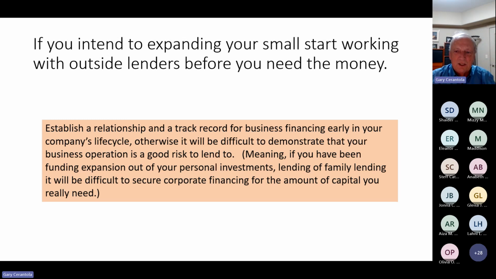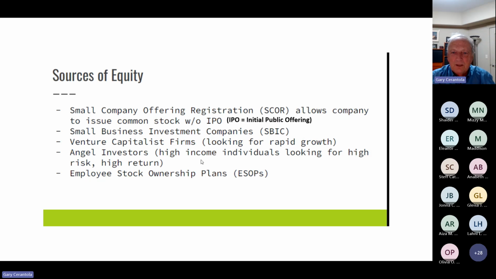So that's key. And I just put that in there just so that you have that in the back of your head. But wow, there's all kinds of sources of equity. There's small company offering registration. And what that's all about is that normally, if you're a large company, you go to the stock exchange and you create an initial public offering. But that doesn't come cheap, right? You need lawyers, you need accountants to build all the documentation, to register and all that. And as a small operator, it takes a lot of money to do that. So the SCOR, small company offering registration, will help small companies do a common stock issue, but not with all those expenses, so that you can get it done.